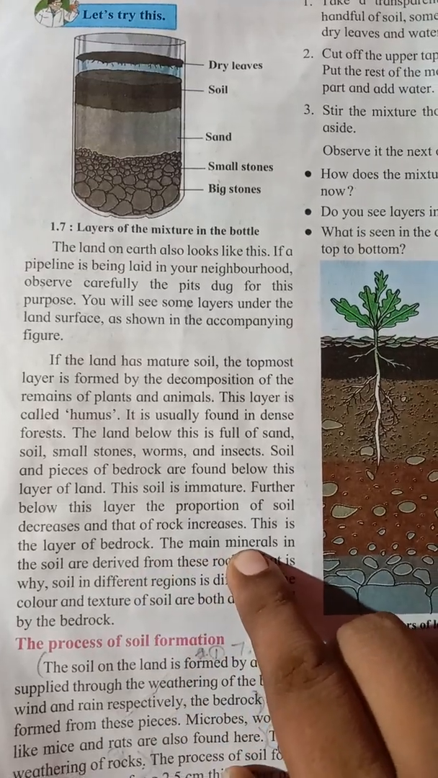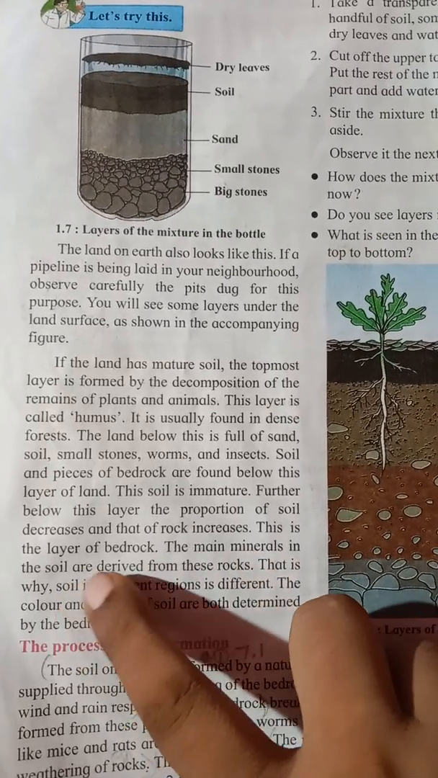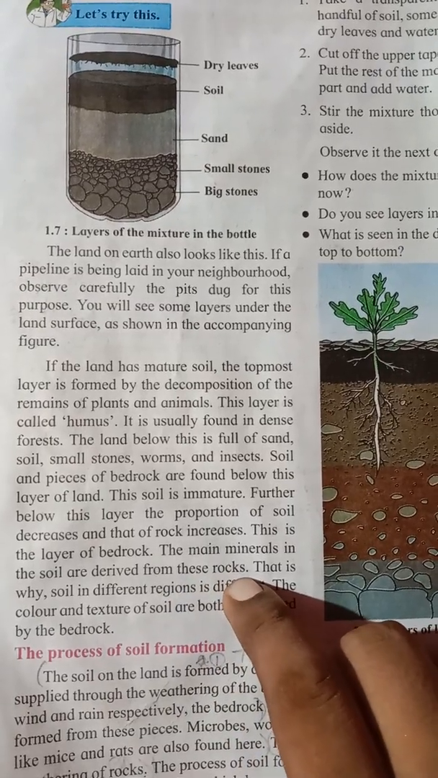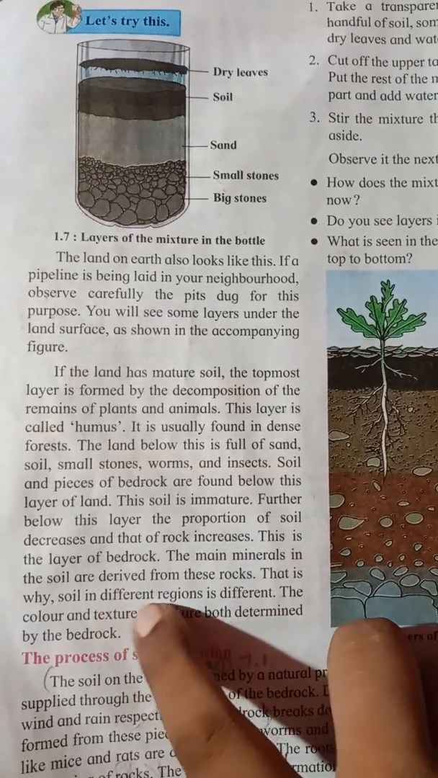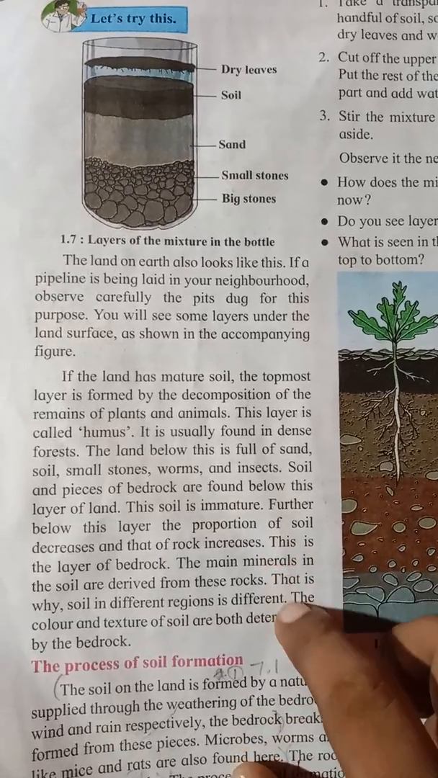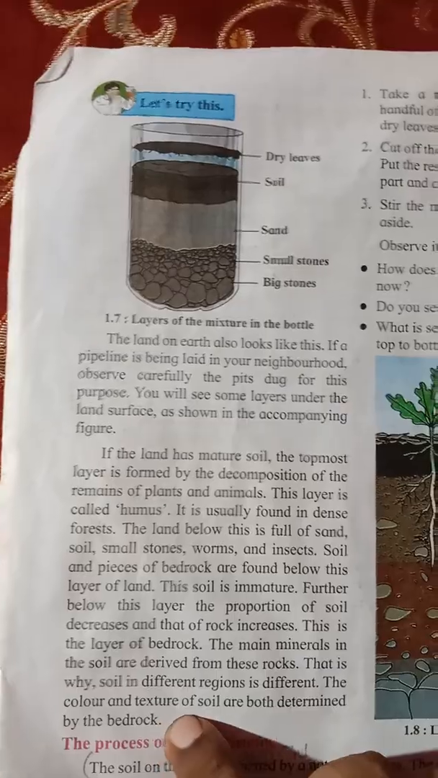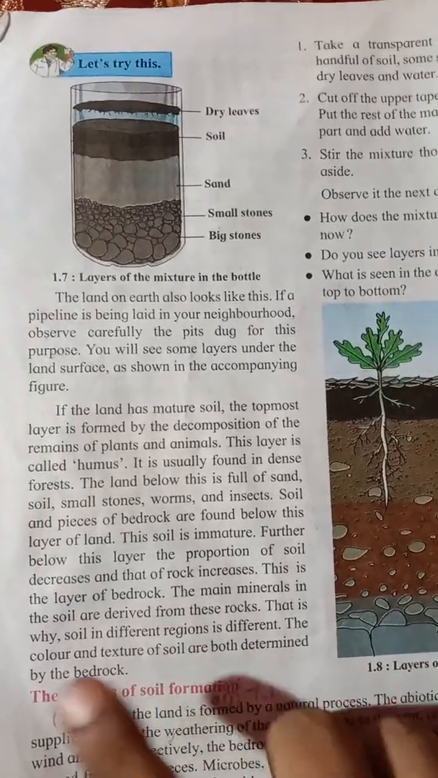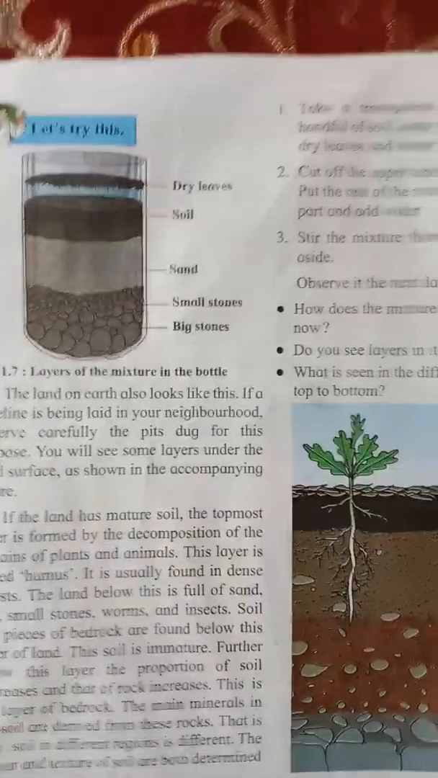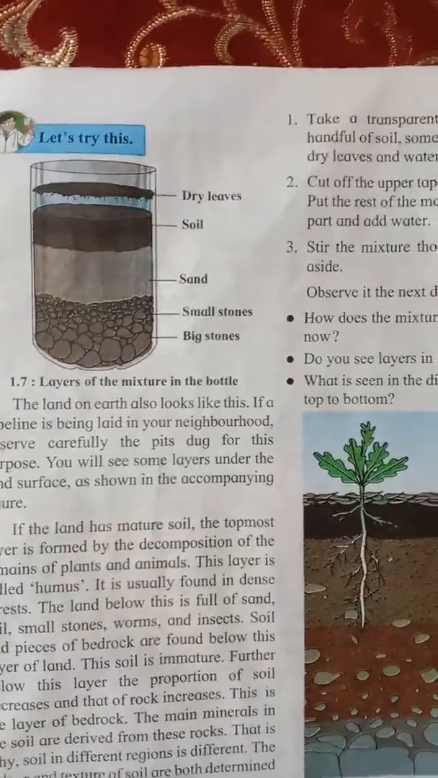The main minerals in the soil are derived from these rocks. That is why soil is different. The reason is the different minerals, correct? The color and texture of the soil are both determined by the bedrock. Bedrock decides what the color and texture of the soil will be. Okay.